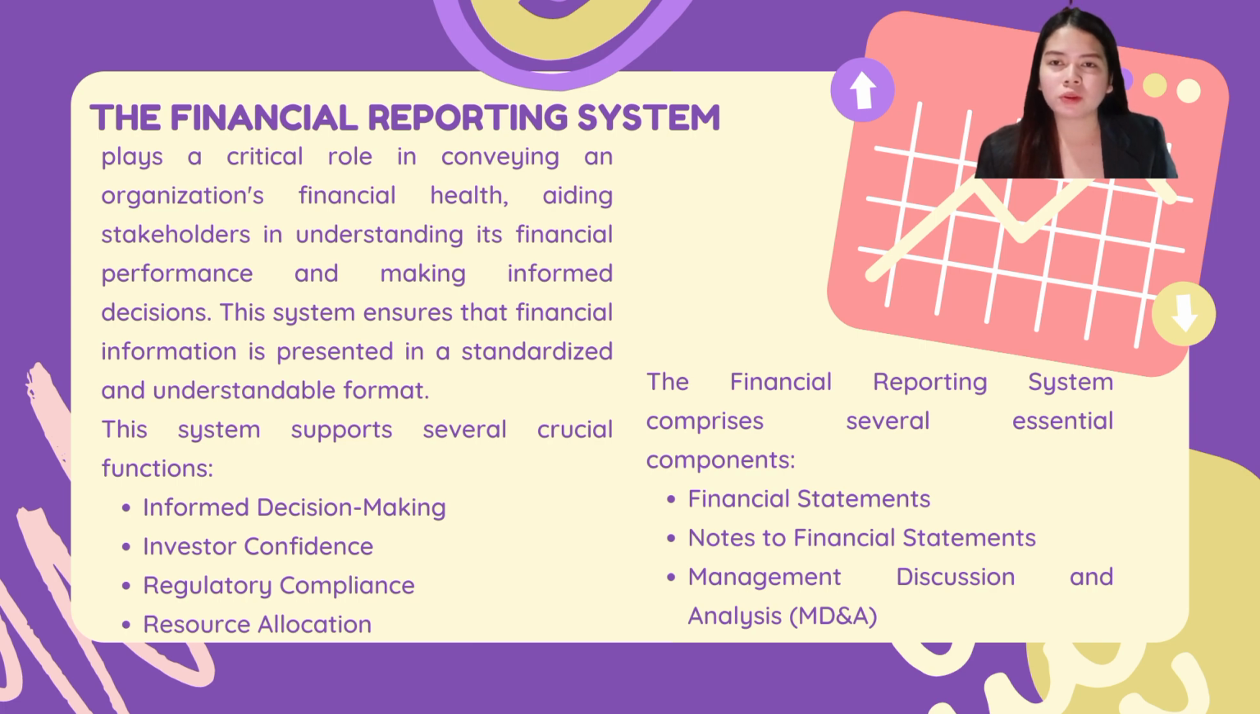The primary purpose of the financial reporting system is to provide relevant, accurate, and timely financial information to various stakeholders including management, investors, creditors, regulators, and the general public. This system supports several crucial functions. First one is informed decision making. Stakeholders use financial reports to assess an organization's financial performance, risk, and potential for growth. Next is investor confidence. Transparent financial reporting fosters trust and confidence among investors.